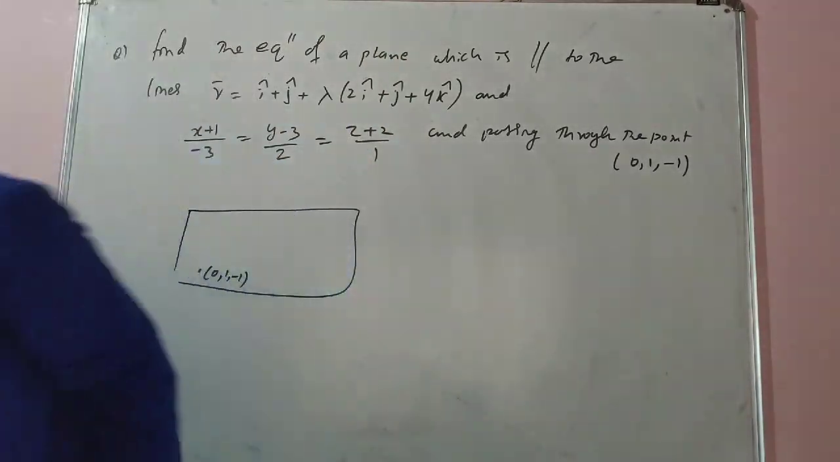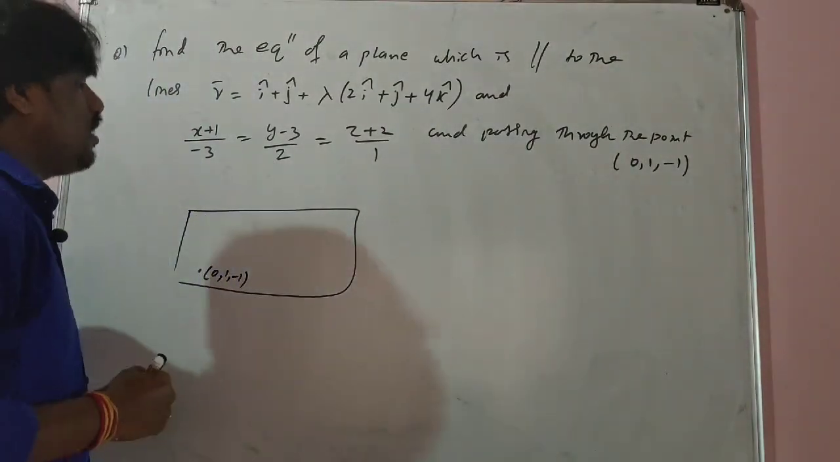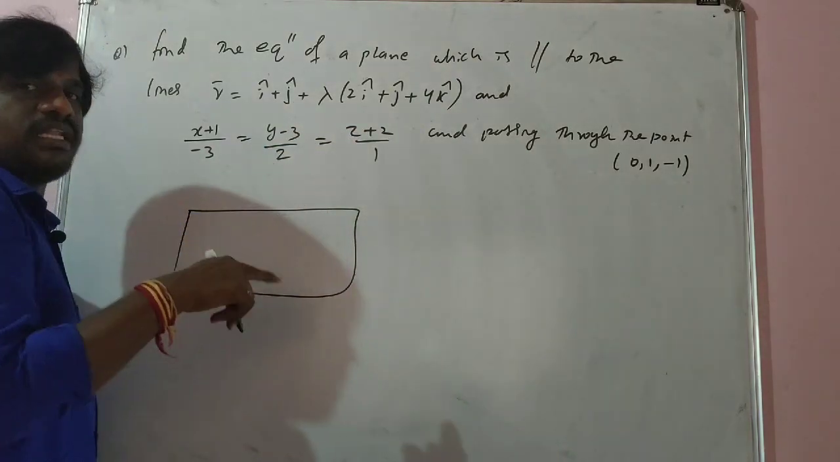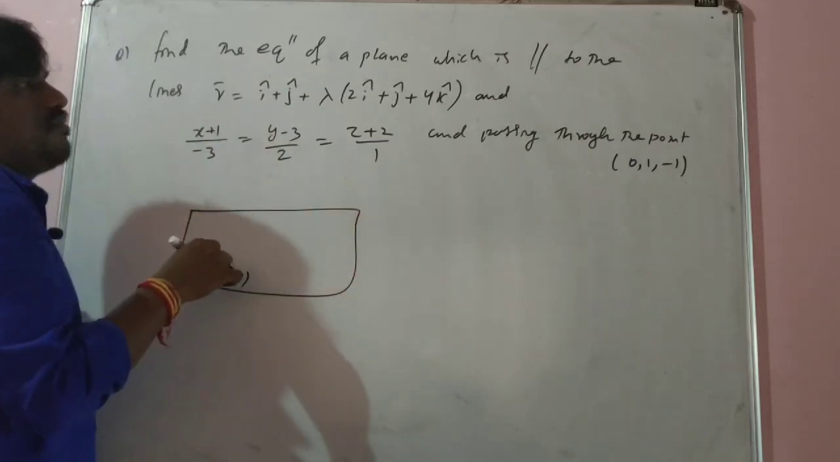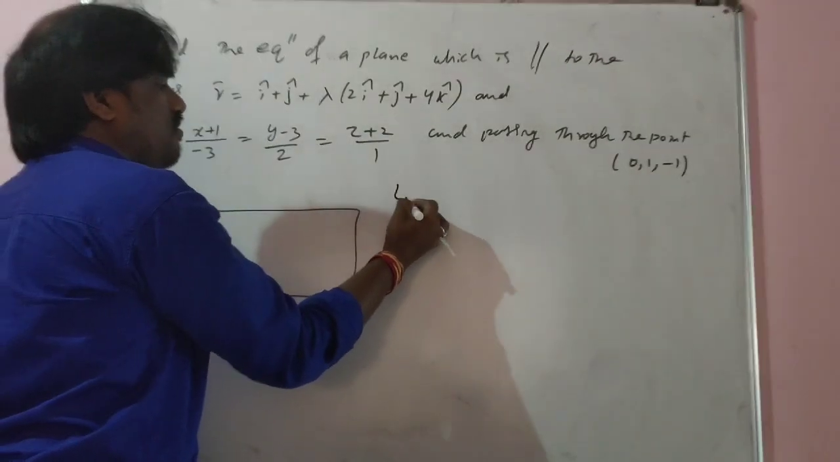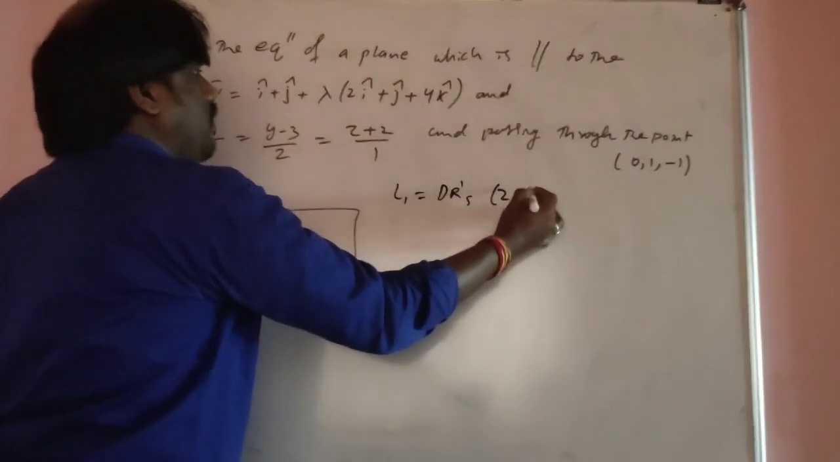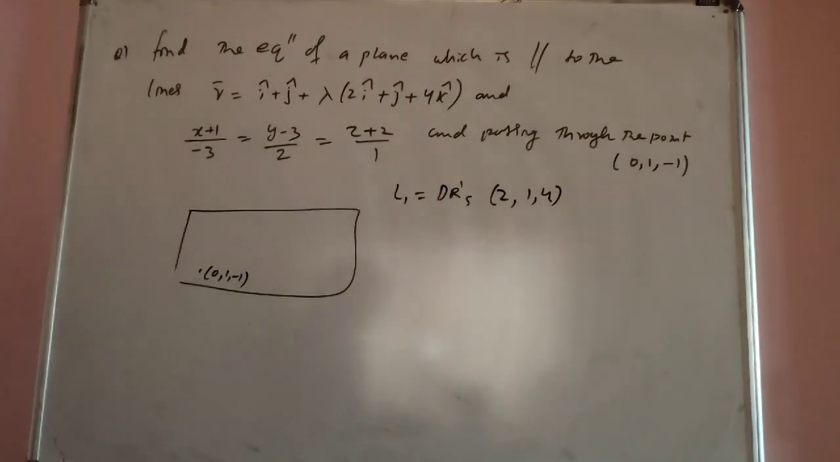Likewise, as in the previous question that I said, simply the cross product of these directions will give the normal to the plane. It means we have the direction ratios of the first line. Let us take L1, line 1, DRs. What are the DRs of line 1 here? 2, 1, 4. Okay, are you getting it? 2, 1, 4.